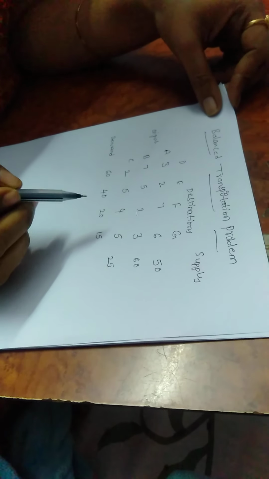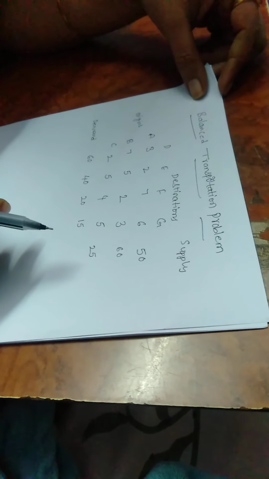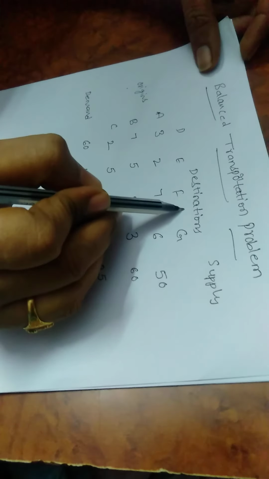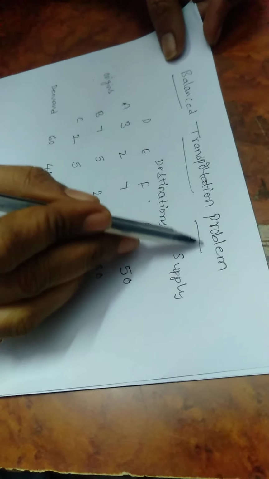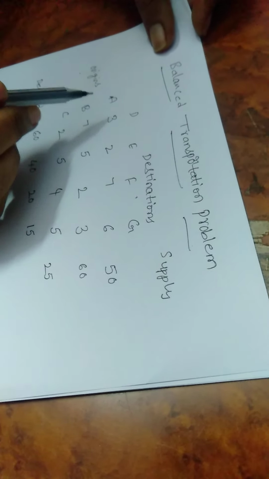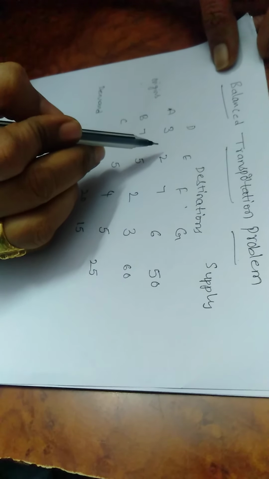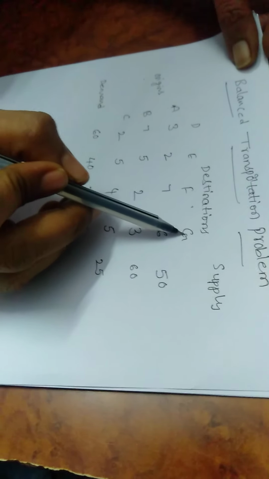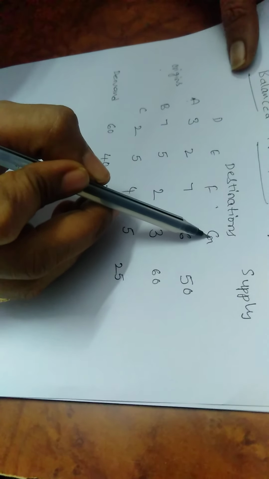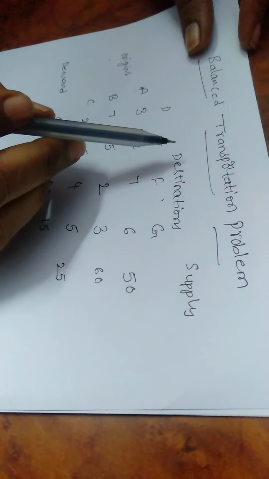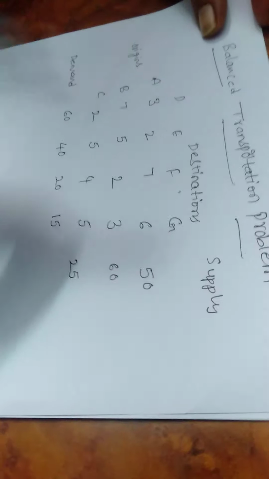I'm going to discuss the transportation problem. In the transportation problem, we have different origins and different destinations, and the objective is to determine the optimum quantities of a single commodity that should be transported from origins to different destinations so as to minimize the transportation cost. So that is the objective of the transportation problem.